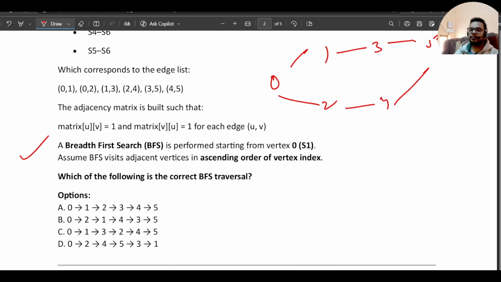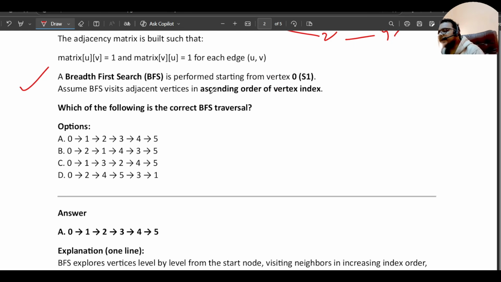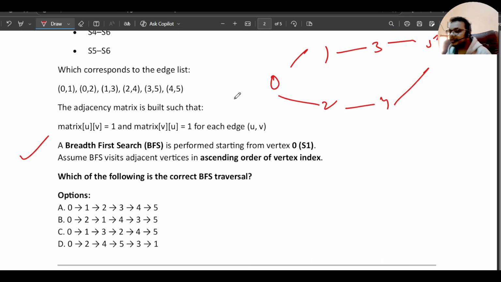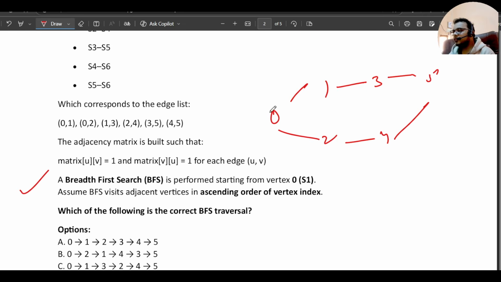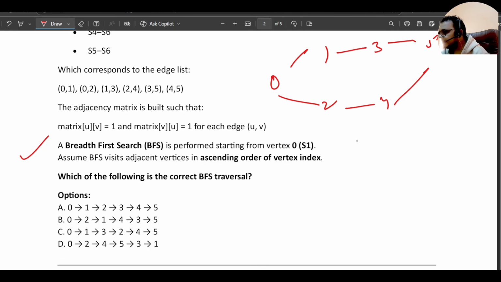Now they are asking about the BFS traversal, how we will perform the BFS traversal here. BFS traversal is a neighbor traversal. We will be covering the neighbors, and based on the neighbors, we will be traversing.